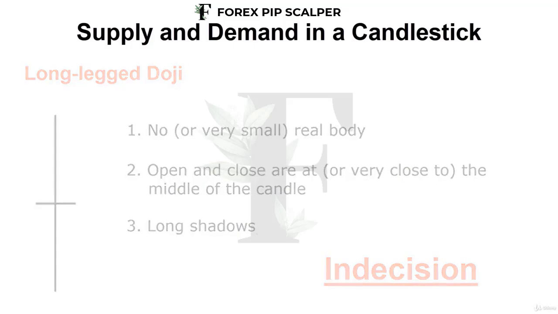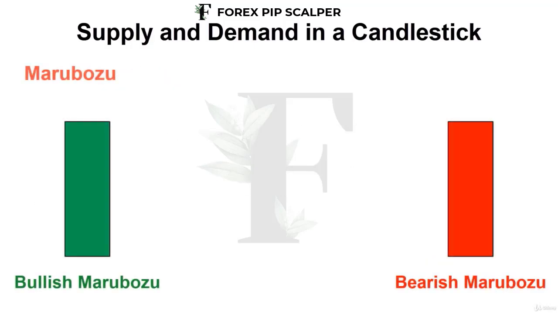Last important candle that we need to mention before starting to study the strategy is the marubozu. A marubozu is a candlestick with a longer real body and no shadows. When the candle is green, we have a bullish marubozu. When the candle is red, we have a bearish marubozu. It's very easy to read a candle like this. It is a sign of strength.